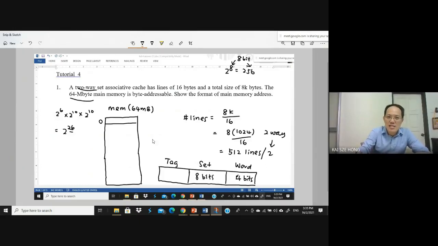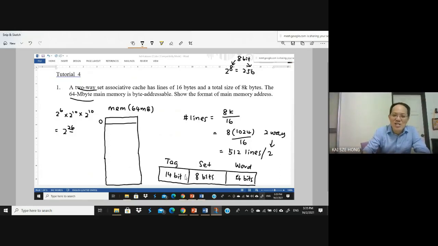Because it's 64 megabytes here, how many address bits are needed for the tag? 26 minus 12. Excuse me, what is the answer? 26 minus 12, you can turn on your mic and tell me. What's the tag here? Okay, a good try. 14, later we see whether it's correct or not.